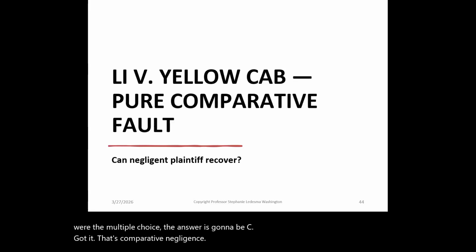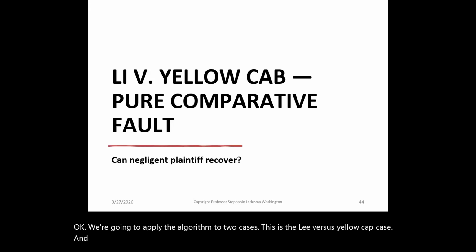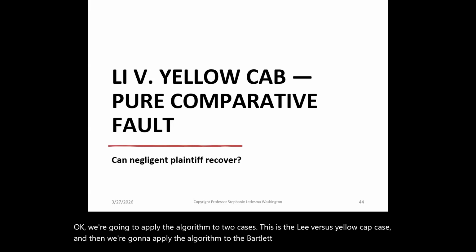Okay. We're going to apply the algorithm to two cases. This is the Lee versus Yellow Cab case. And then we're going to apply the algorithm to the Bartlett case. And then we're going to be done with comparative negligence. So just hang in there.